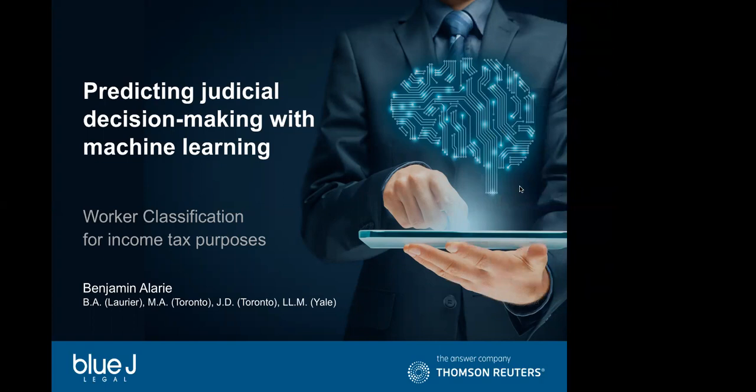Today we are talking about predicting judicial decision making with machine learning, and we're focusing on something called worker classification. Worker classification comes up whenever you have somebody providing services for another individual or another business or another organization. And there's a question about whether those services are provided as the worker being a business for him or herself, or whether that worker is actually in the employment of the other party. So we're going to get into that.